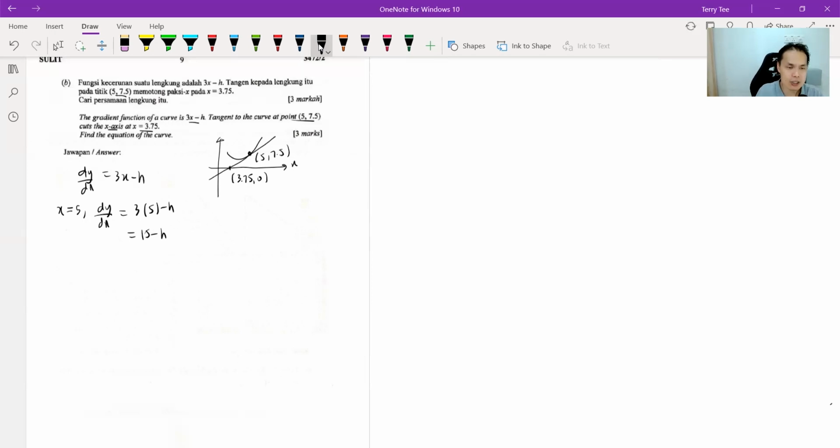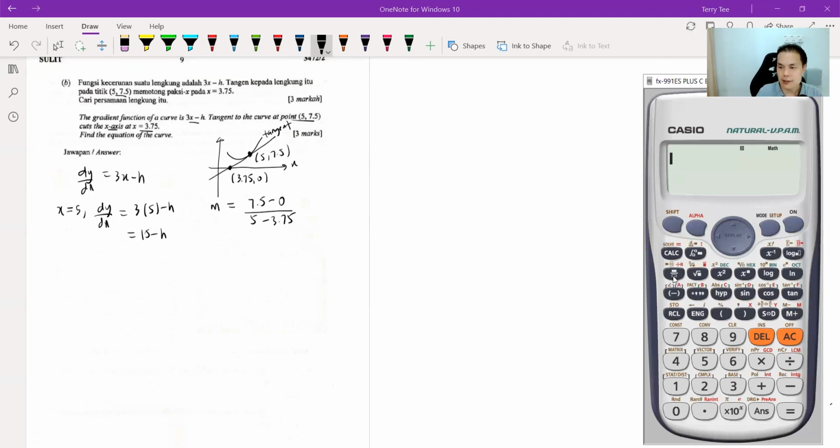But if you look at my sketch, you can see quite clearly that we can find the gradient of this line. We can find the gradient of the tangent. This line is a tangent because we know the coordinates of these 2 points, 1 and 2, right? So my gradient is now y2 minus y1 over x2 minus x1. Let me use a calculator here. Let's take 7.5 minus 0, which is still 7.5. You divide by 5 minus 3.75. So what I have here is just 6. Yeah, my gradient is just 6.